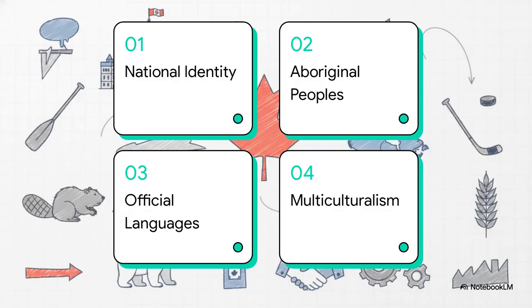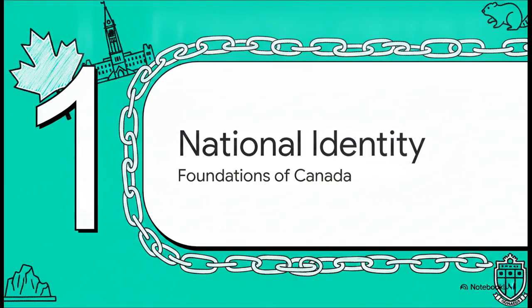All right, grab your notepads. We have 4 core topics on the agenda today. National identity concepts, Aboriginal peoples defined, Canada's official languages, and multiculturalism policy. Let's get to what you need to remember. Section 1. National Identity Concepts, the Foundations of Canada. Let's start with the macro concepts.